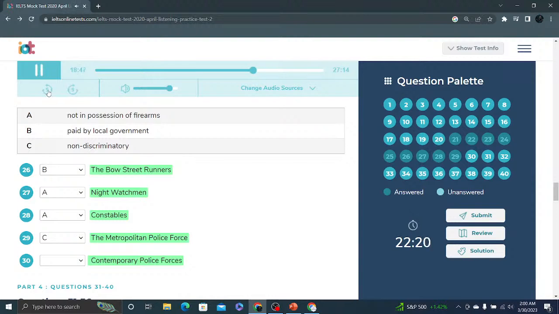No concessions were made for class or background. This still holds true today. That's the end of section 3.